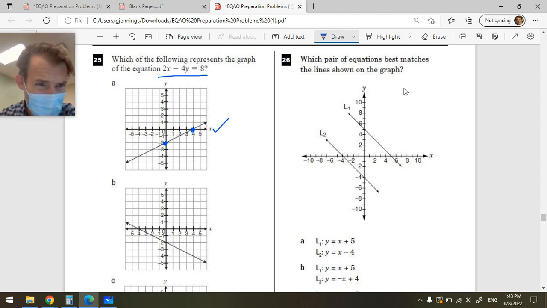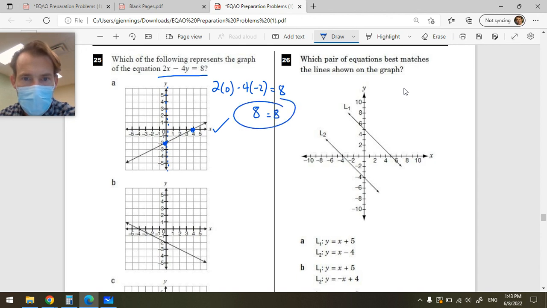Are you surprised that it's that fast? It's really that fast if you know what you're looking for. What I did was I let y equal 0 to find where its x-intercept should be, and I let x equal 0 to find where its y-intercept should be. So 2 times 0 minus 4 times, actually it ends up being negative 2, equals 8. Negative 4 times negative 2 is in fact 8. 8 does equal 8. That's true. Okay. This one doesn't work. The rest don't work.